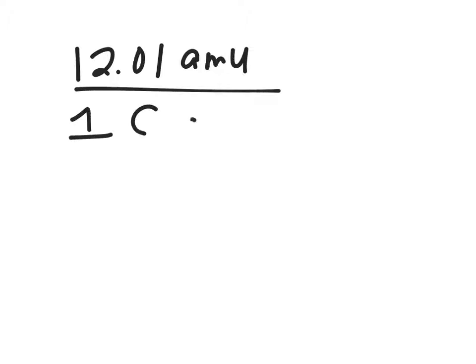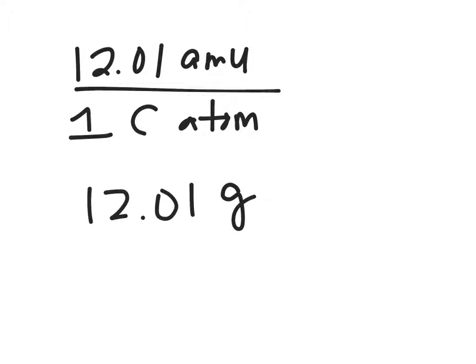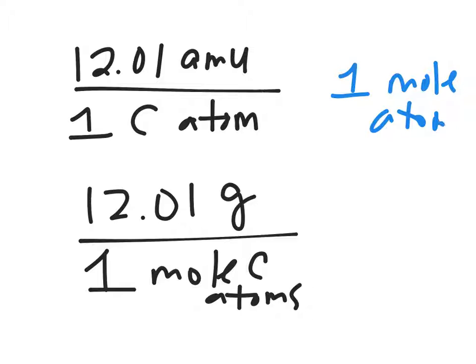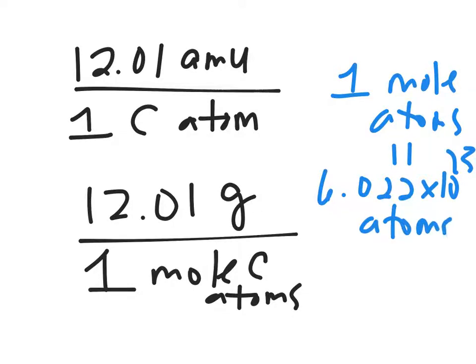So what this tells us is we can write some different conversion factors. We have 12.01 atomic mass units for every one carbon atom. That allows us to relate one atom to its mass measured in atomic mass units. Or we can say we have 12.01 grams for every 1 mole's worth of carbon atoms. That allows us to relate the mass in grams of an entire mole's worth of atoms, remembering that 1 mole of atoms is the same thing as saying that we have 6.022 times 10 to the 23rd atoms. It's one really big group.